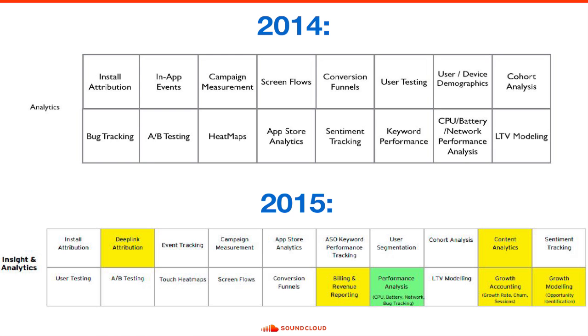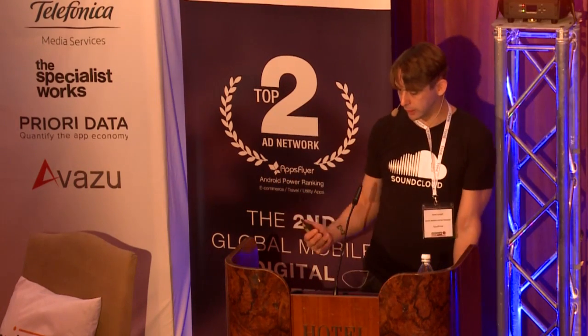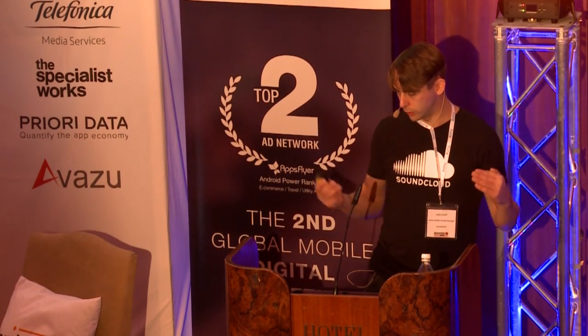Growth accounting, so this idea of really understanding what is your growth rate, what is your churn rate, what is your average session length, how many sessions are users having, and breaking that down by cohorts and segments ideally as well. And then growth modeling, this idea of actually understanding what are the biggest opportunities for growth as an app developer by understanding what the dynamics are.